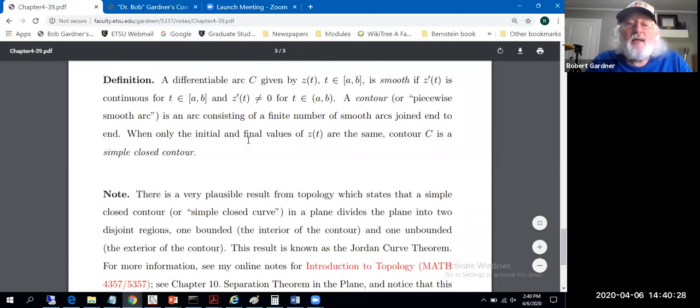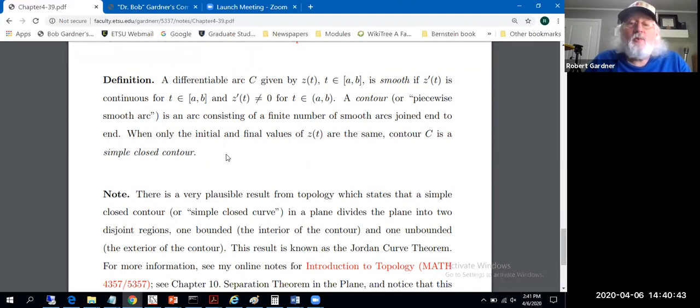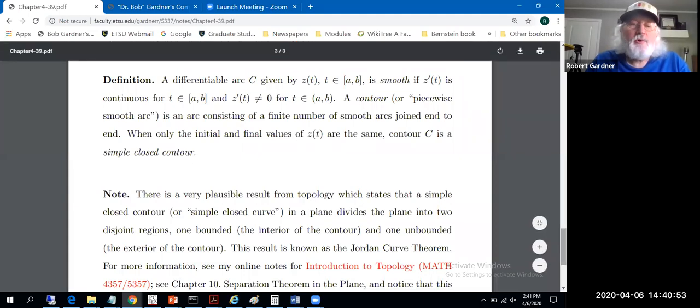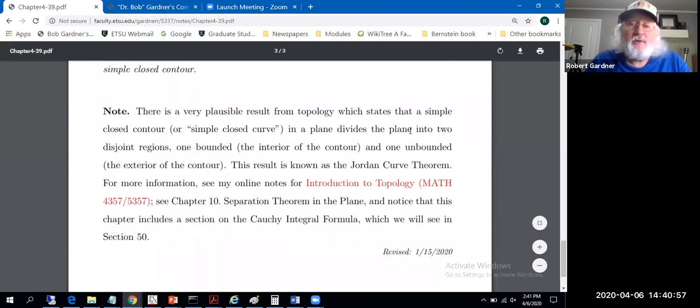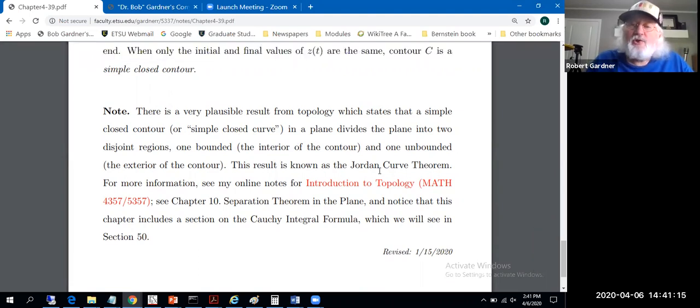When the initial and final values of z of t, where z of t is a parameterization of a contour, are the same, that contour is called a simple closed contour. So here we've got something that is similar to a bent circle. Homotopic is the word the topologists use. And when you have a simple closed contour, then there's a famous theorem from topology that says a simple closed contour in the plane divides the plane into two regions. One bounded, the inside of the contour, and the other one unbounded, the outside of the contour. It's called the Jordan curve theorem. Again, pronounced Jordan, same dude.